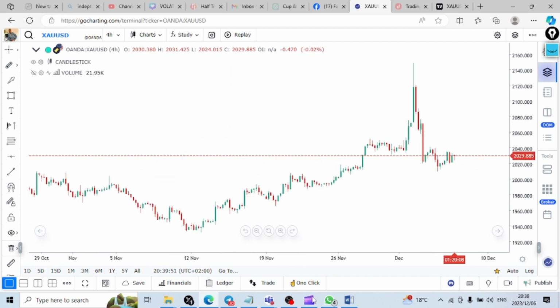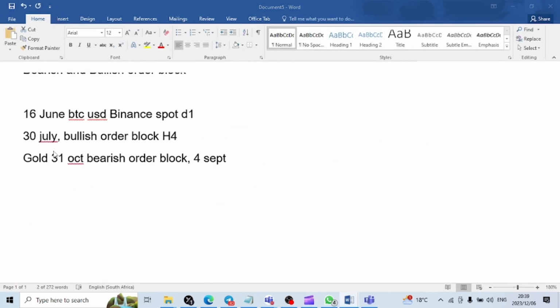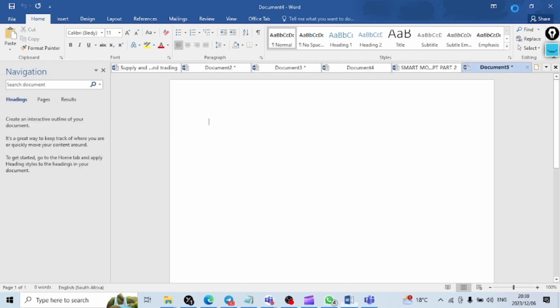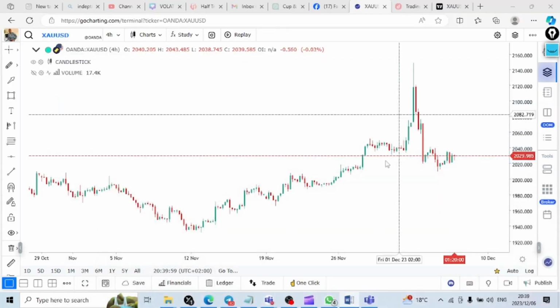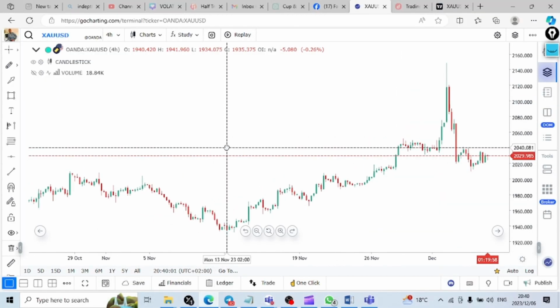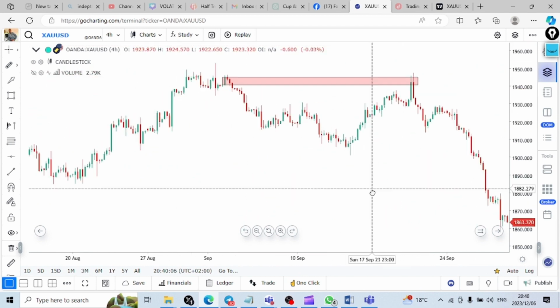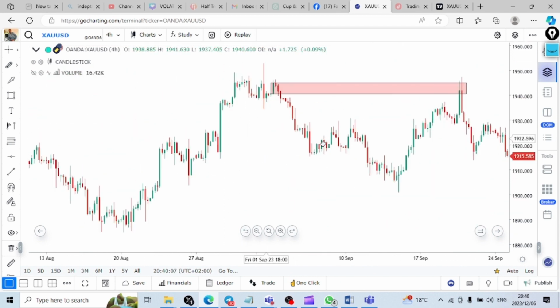The bearish order block: in June, and with gold, it was 30 October, we had a bearish order block there. So our focus is on this particular area.